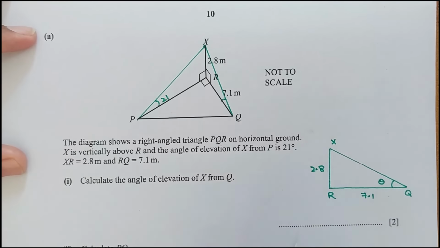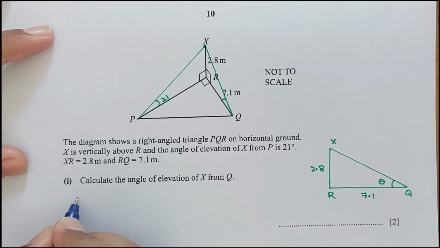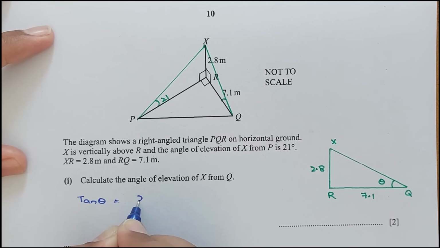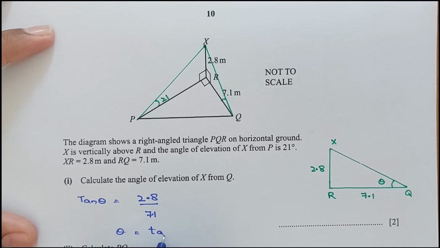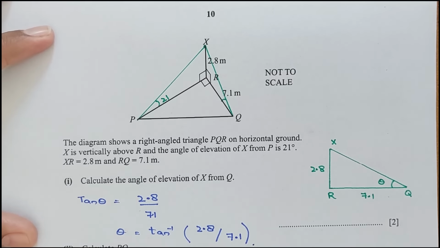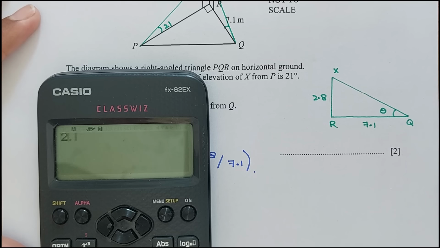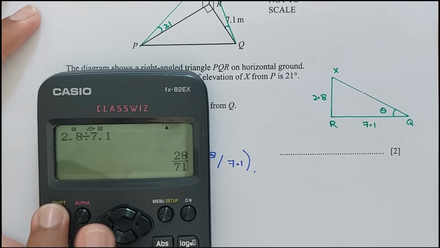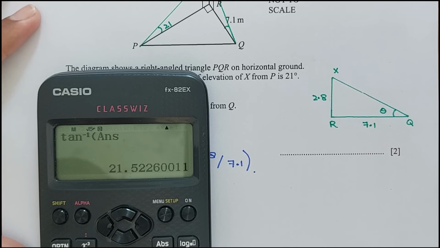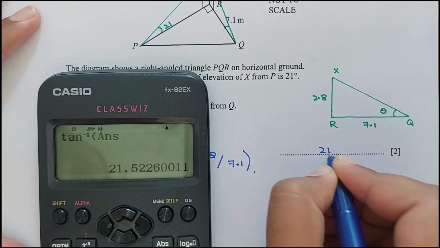So opposite over adjacent, using the ratio of tangent, we can say tan theta, the opposite is 2.8 and the adjacent side is 7.1. So what is theta? Theta is tangent inverse of 2.8 over 7.1. Let me simplify this. 2.8 divided by 7.1, and tangent inverse of the answer, this is 21.5 degrees.